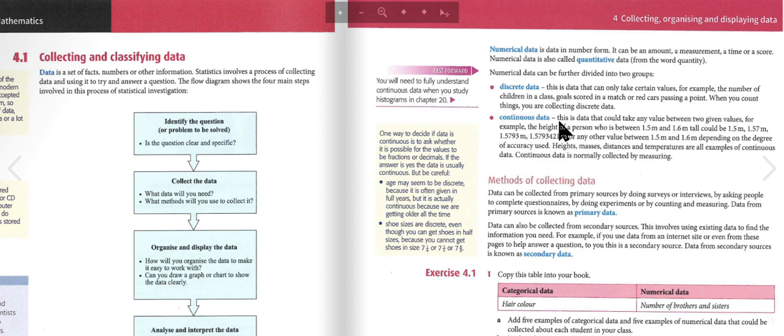Continuous data. This is data that can take any value between 2 given values. For example, the height of a person who is between 1.5 meters and 1.6 meters tall could be 1.5 meters, 1.57 meters, 1.5793 meters, or 1.5793421 meters, or any other value between 1.5 meters and 1.6 meters, depending on the degree of accuracy used. Heights, masses, distances, and temperatures are all examples of continuous data. Continuous data is normally collected by measuring.